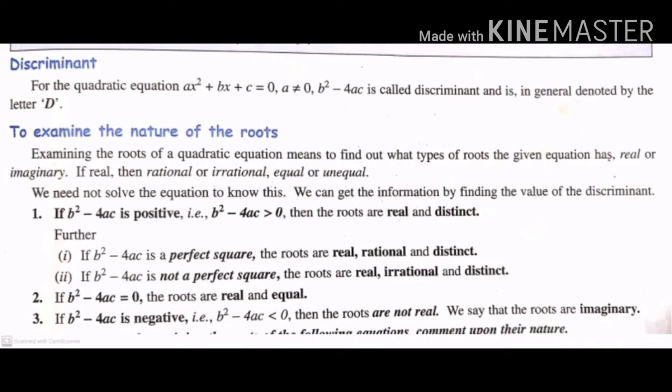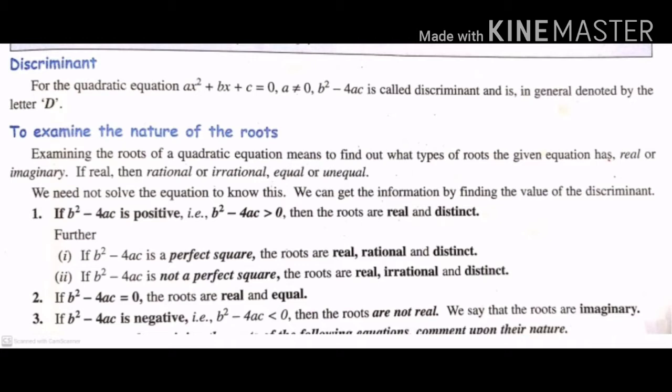In the last video we completed our exercise 5C. Today we are going to complete our next exercise, 5D. Before that, let us understand something about the discriminant. I already used that word in the last exercise, but in this exercise we will learn it properly.